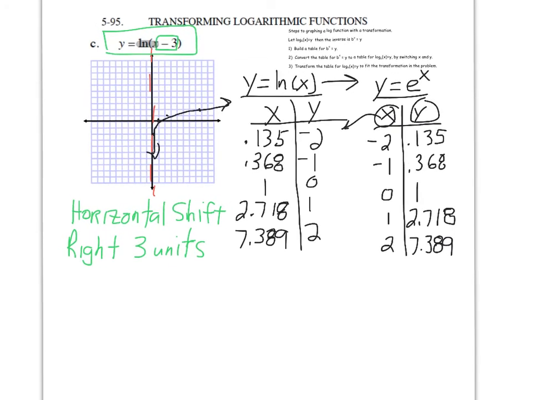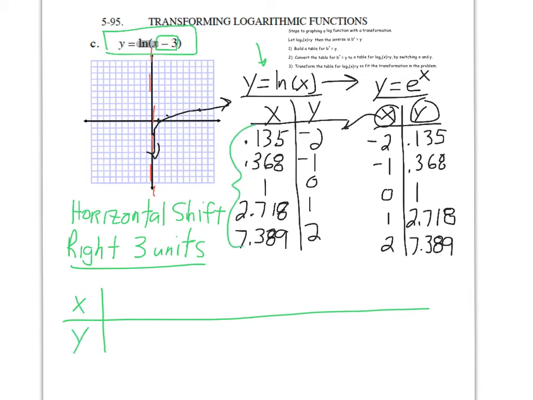So I'm going to take that graph or table and I'm going to shift it right 2 units. To do that, shift it right 3 units. To do that, add 3 to every x value. So now I have 3.135. Output stays the same.